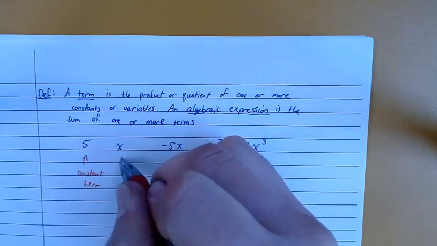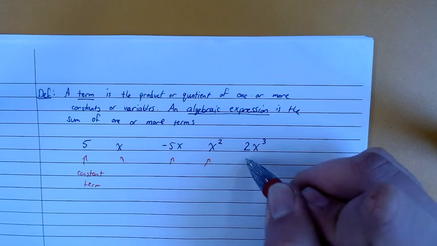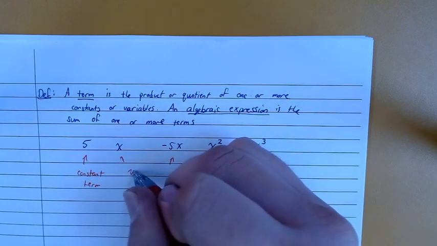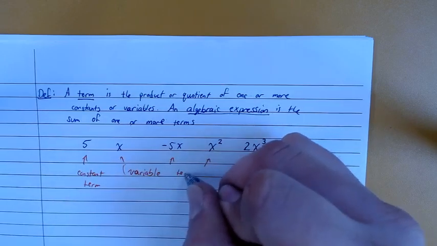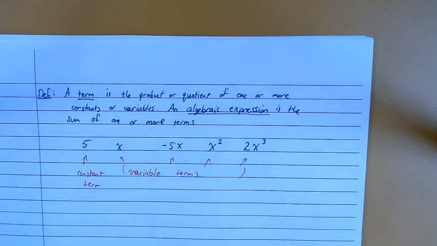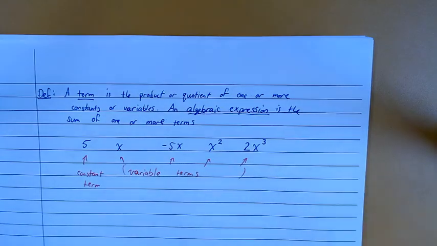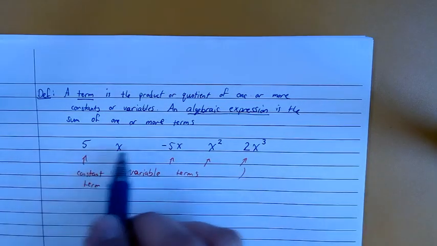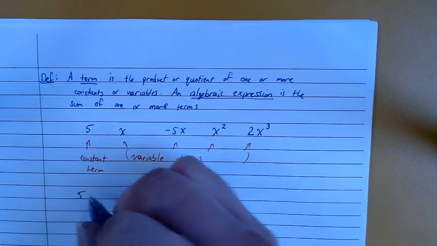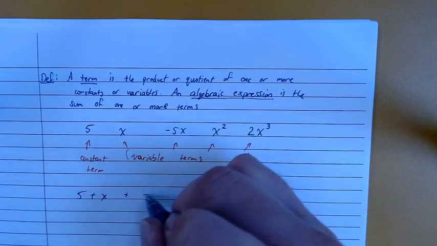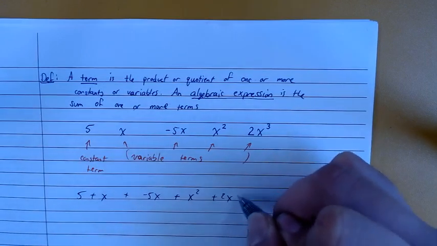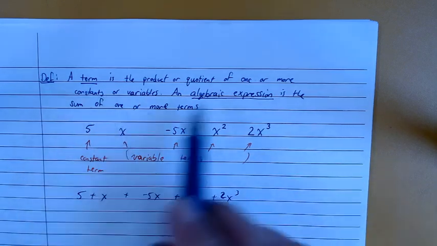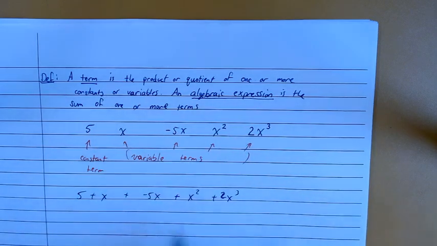All the rest of these have at least one variable, and these are called variable terms. Now, if you were to take these 5 terms and add them together, say 5 plus x plus negative 5x plus x squared plus 2x to the third, this would form an algebraic expression because you have the sum of one or more of these terms.